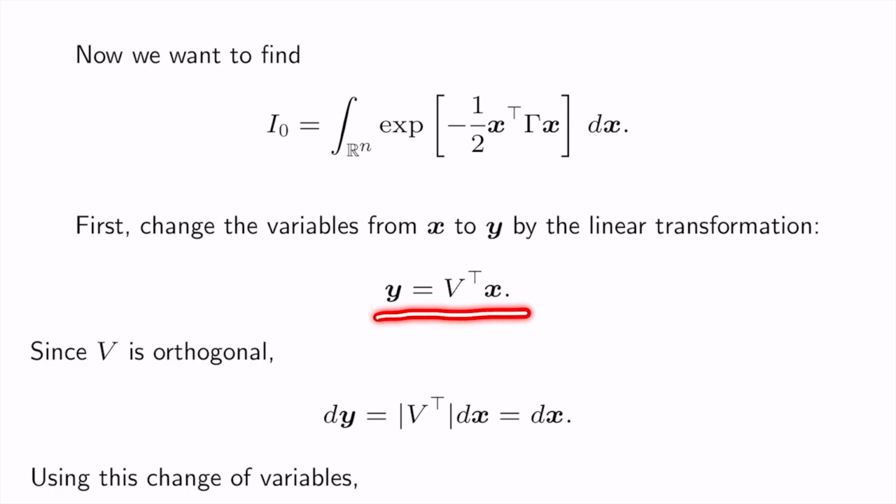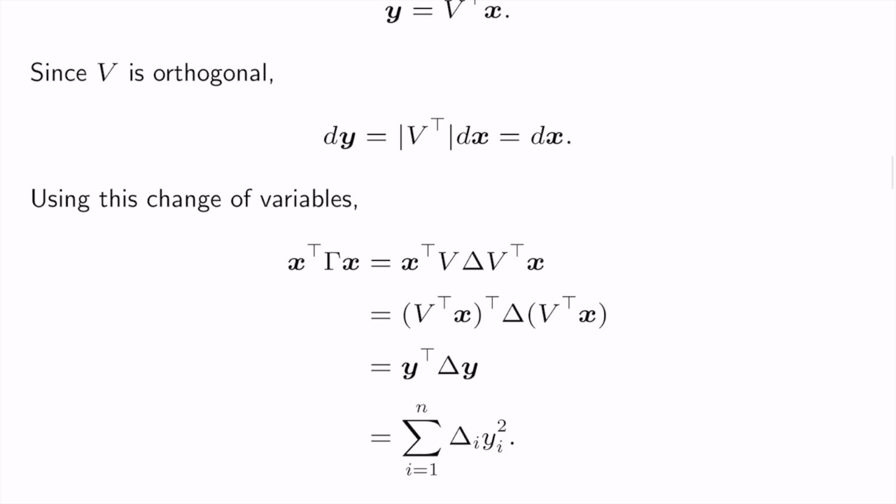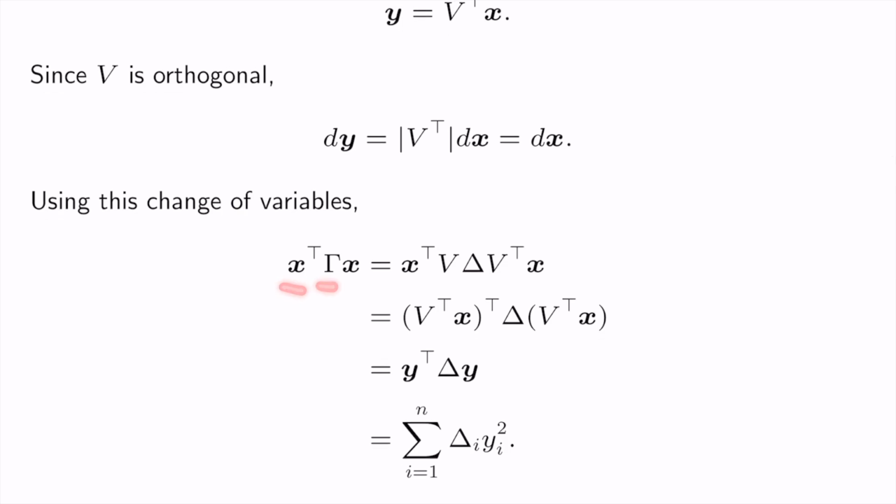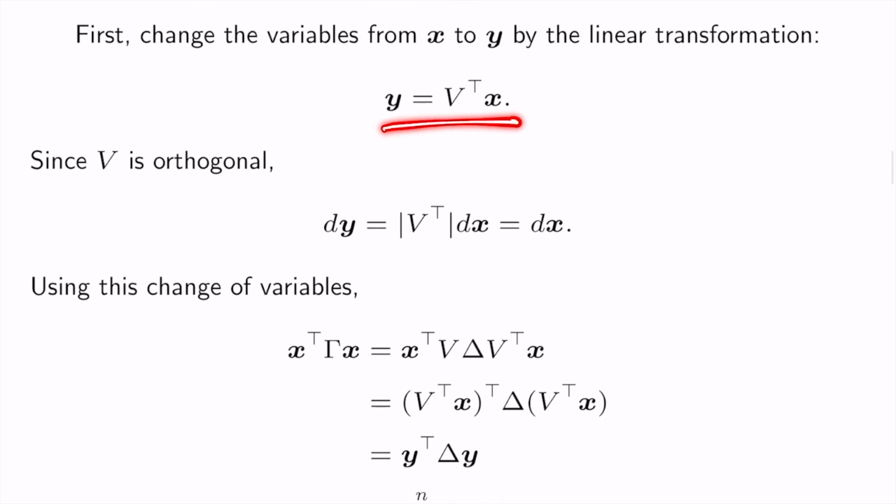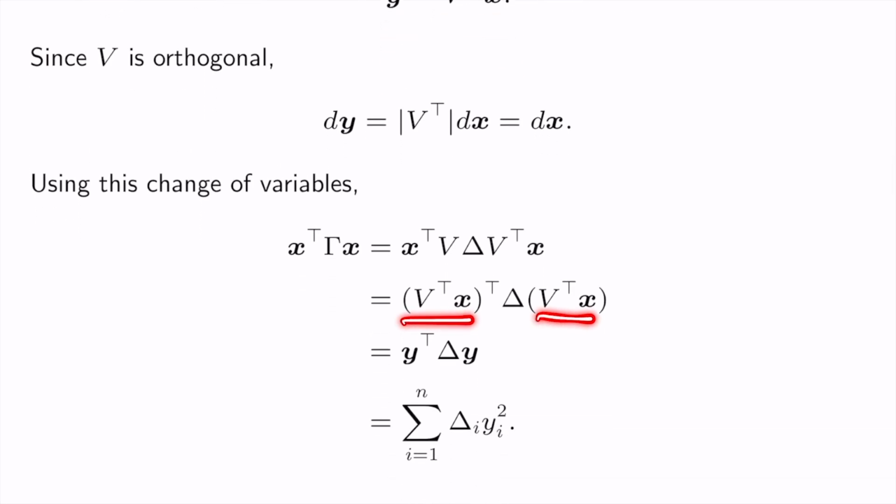Now, using this change of variables, let's look at this part of the integral, x transpose times gamma times x. If we use the eigenvalue decomposition of this gamma, we have V delta V transpose. Let's group this and this together. So we have x transpose times V, which is V transpose times x, everything transposed. And this one is just this. So V transpose times x is y, so this is y transpose.